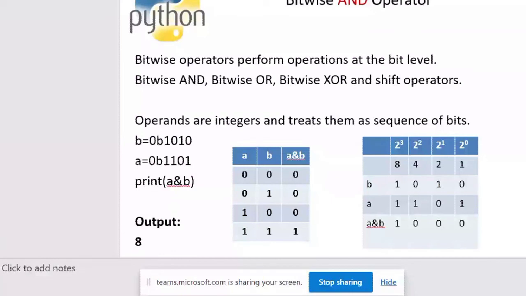Similarly, for the example we took here, B is 1010, which is the value 10, and A value 1101 means 8 plus 4 plus 1, which is 13. We took 10 and 13, and the answer is 8, correct?